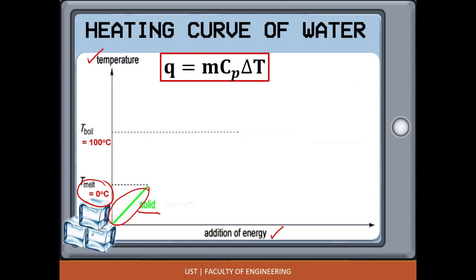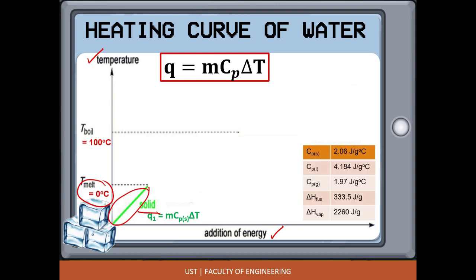To calculate the amount of heat needed to raise its temperature to the melting point, we use the formula Q equals mCp delta T. M is the mass of the ice, Cp is the specific heat capacity of ice given in the table, and delta T is the change in temperature, which is from a negative value to 0 degrees Celsius. Notice that delta T here will be positive. Therefore, Q will also be positive. Therefore, the ice cubes need to absorb this amount of heat to change its temperature.